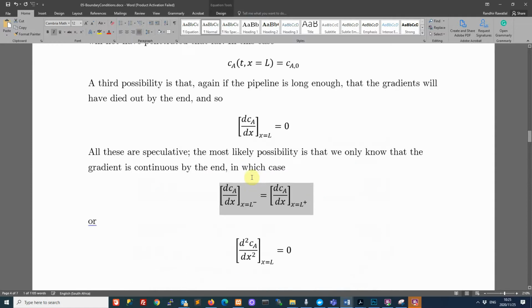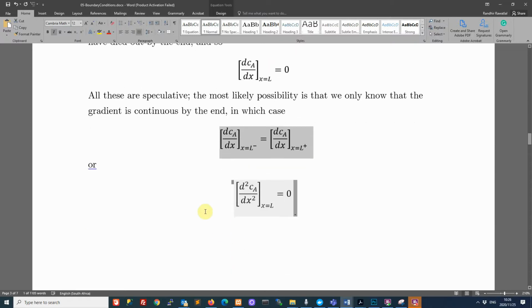That doesn't mean the gradient is zero, right? dc/dx just inside and just outside, that's not zero. It's generally some constant, but it is constant in x. It's not changing when you just exit the pipeline. So if it's constant, then of course you could subtract on this side and divide by delta, and so you can say that that's the same as saying d2ca/dx squared at x equals L equals 0.